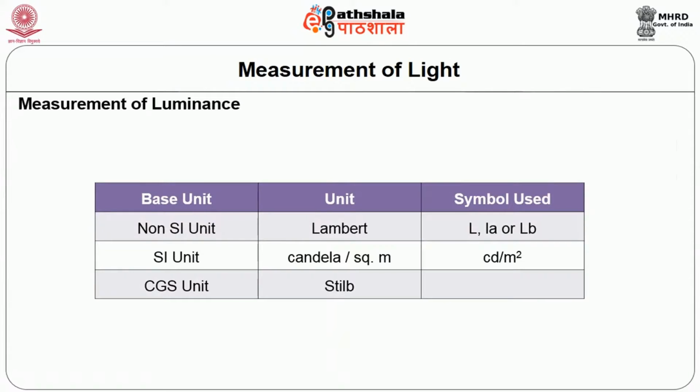How is it measured? Have a look at the table. This factor called luminance is measured in terms of a basic unit known as the Lambert and non-SI units. The Lambert is distinctly stated adopting the symbols L, LA or LB, proving that it is a non-SI unit of luminance. Contrarily, the SI unit of luminance is candela per square meter and the CGS unit is stilb.